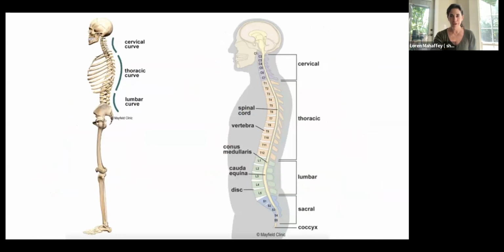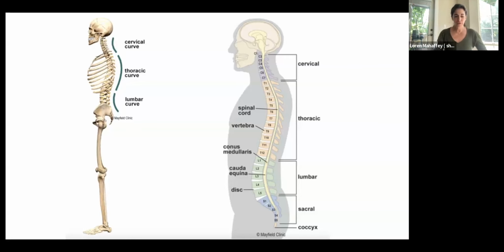We'll investigate these a lot more in later modules. But these curves, you can see the cervical curve moves forward in space, the thoracic curve moves back in space, the lumbar curve moves forward in space. These are essential curves. And so with our stacking, we never want to lose these curves.